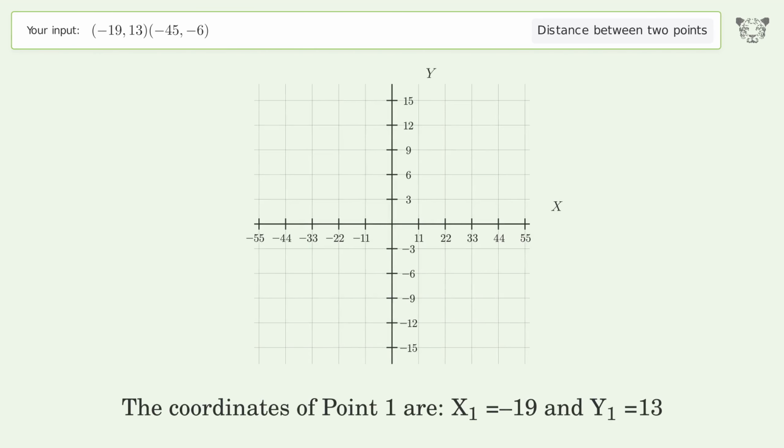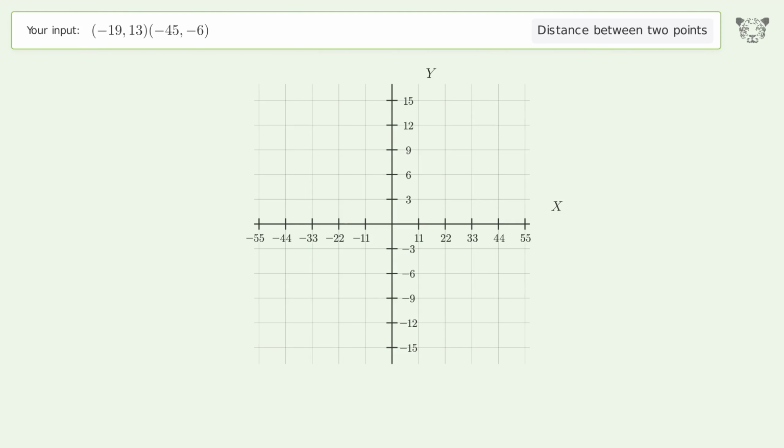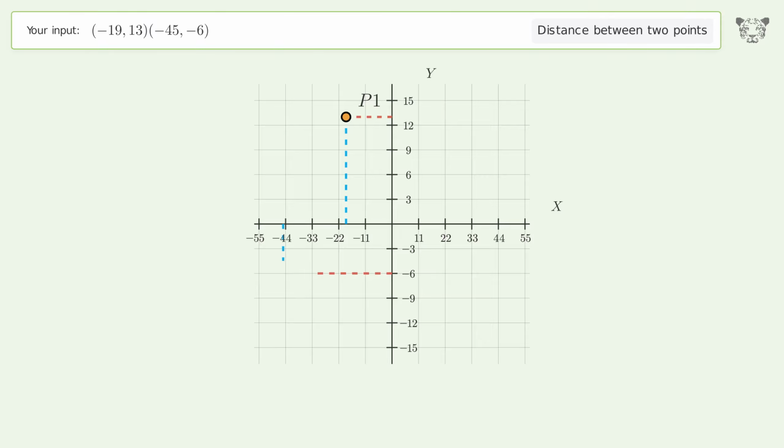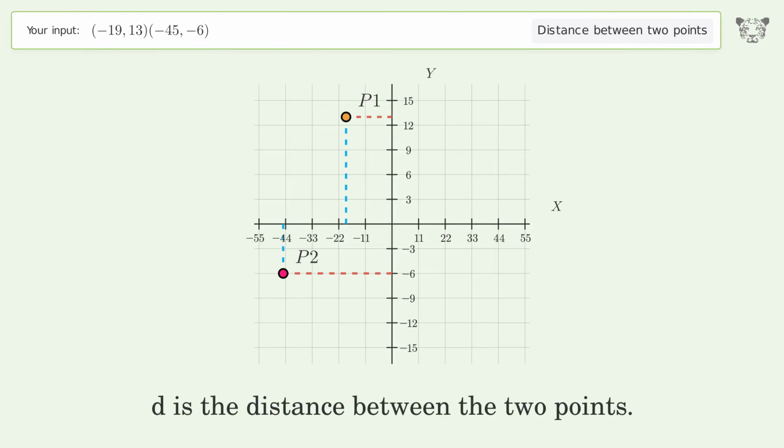The coordinates of point 1 are, x1 equals -19 and y1 equals 13. The coordinates of point 2 are, x2 equals -45 and y2 equals -6. D is the distance between the 2 points.